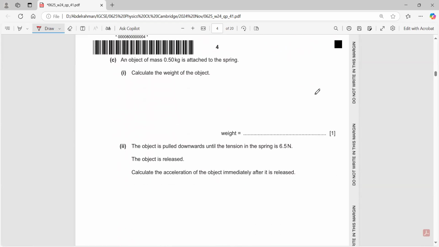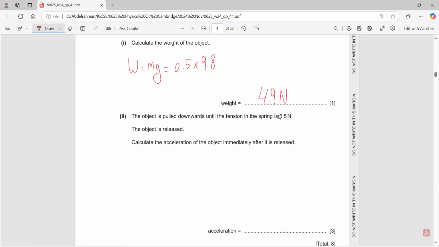Moving on to C, an object of mass 0.50 kilograms is attached to the spring. Can I find the weight of the object? Yes, I can find the weight. Weight equals mg. So the mass is 0.5 and g is 9.8, giving you a weight of 4.9 newtons. Okay, 1 mark. The object is pulled downwards until the tension in the spring is 6.5 newtons.